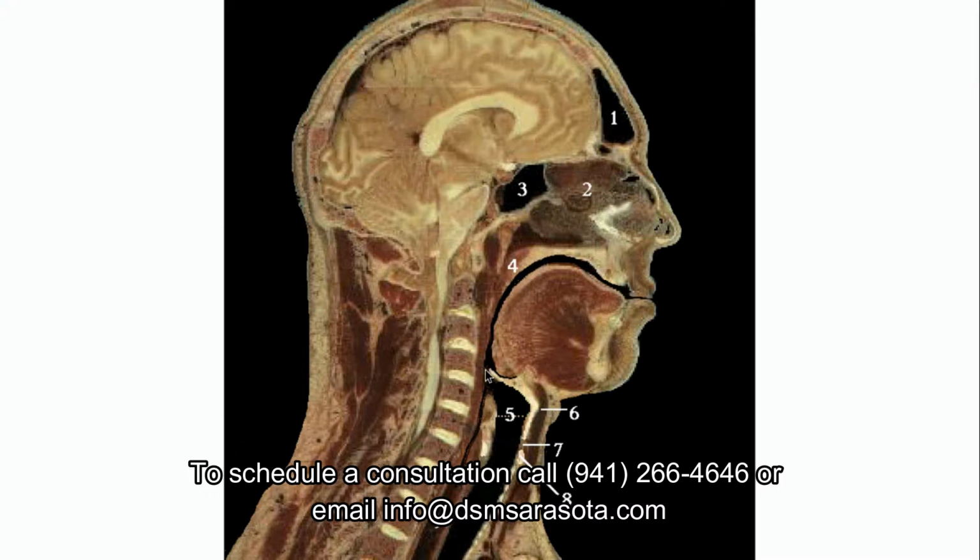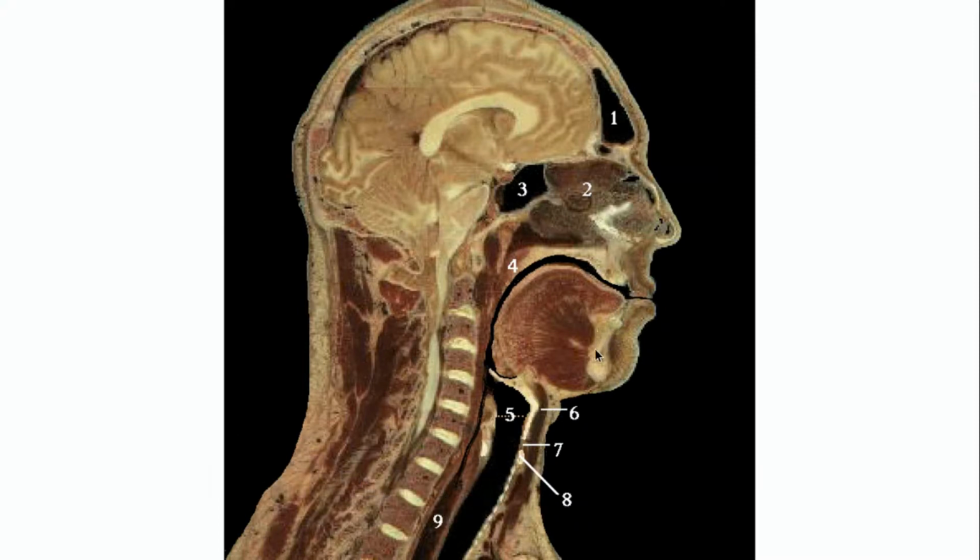The other reason to use this photo is to illustrate how the tongue is attached to the lower jaw. This is the lower jaw here. This would be the tip of the chin, and your lower teeth would be right in this area. So the tongue attaches to the inside of the lower jaw.